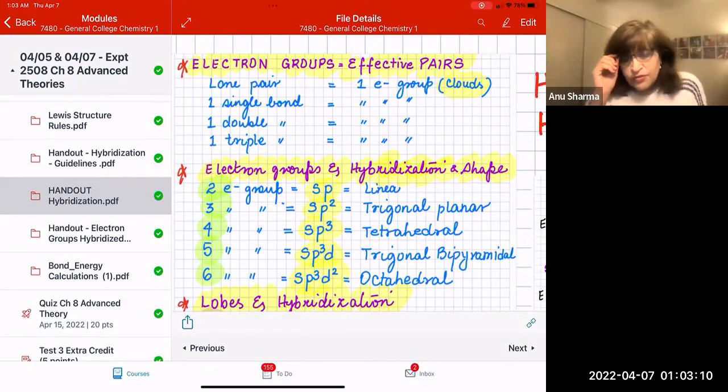If there are three electron groups in the Lewis structure you identified, then it is going to be sp2 hybridization, and it will be trigonal planar. Four electron groups, sp3 hybridization, tetrahedral shape. Five electron groups, sp3d hybridization, trigonal bipyramidal. Six electron groups, sp3d2 hybridization, and the shape is octahedral.